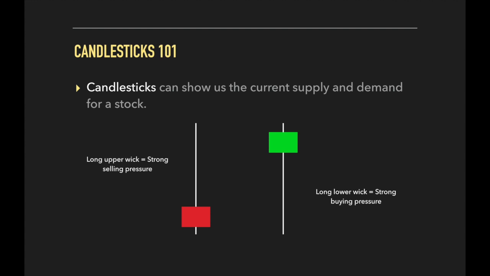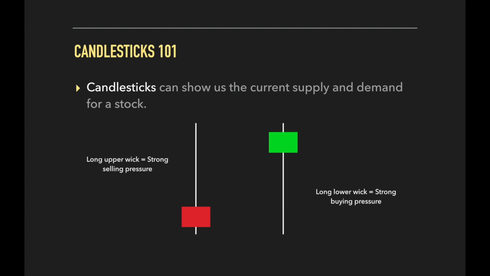Now, getting into some candlestick analysis here, what the candlesticks themselves can actually show us is the real-time supply and demand for a stock. Supply and demand is the sole reason that stocks move up and down. When a stock is moving up, that simply means there's more demand for that stock than there is supply, meaning there are more buyers lined up than there are sellers. And when a stock is moving down, that simply means there is a stronger supply than there is demand, meaning there are more sellers than there are buyers.